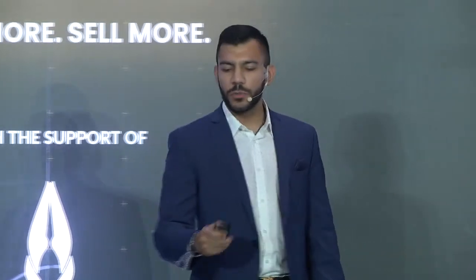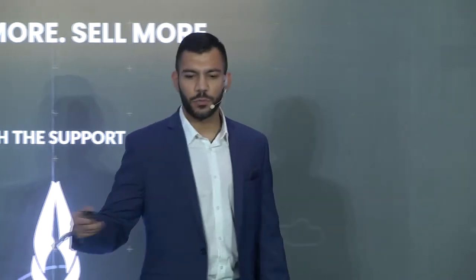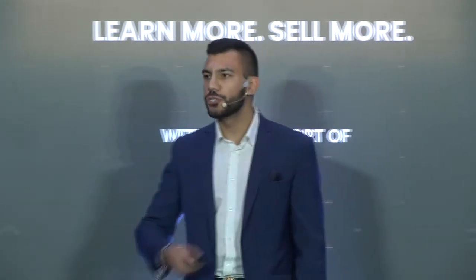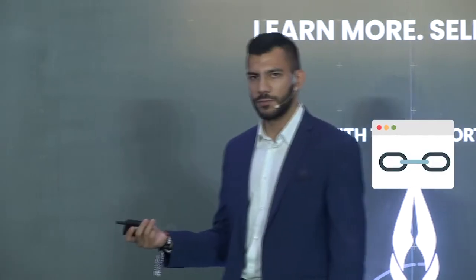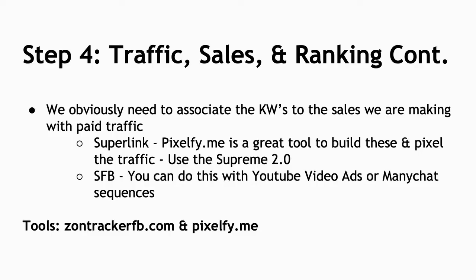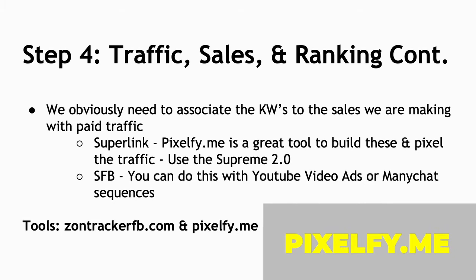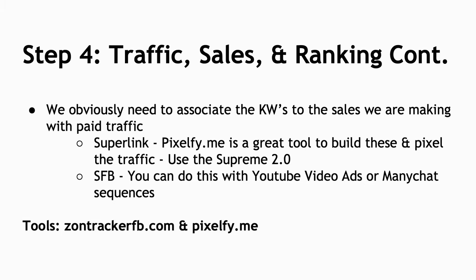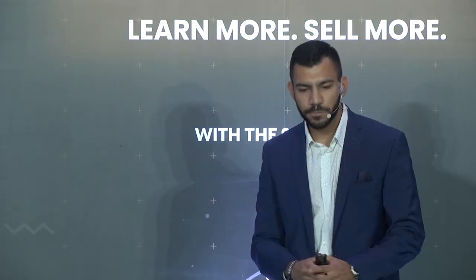Cool. And so obviously we need to associate the keywords to the sales that we're making with paid traffic. What you're usually going to want to start off with is super links. The reason for this is you're usually not on page 2 or 3 when you're trying to rank for a keyword. So we'll use a super link. Pixelfy.me is a great tool to build these and pixel the traffic. If you don't know what pixeling the traffic means, it basically means I can tag that person who clicks on the link and I can remarket to them. I'll know exactly who clicked on that link.